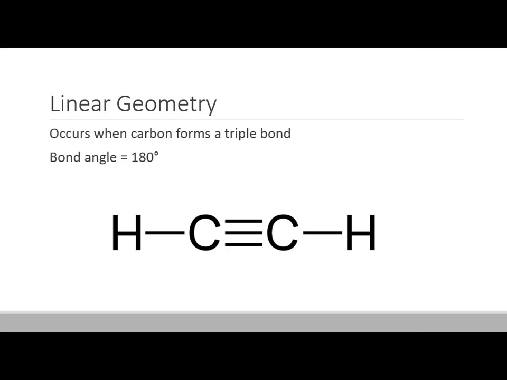Now, in organic chemistry, you'll see a couple of repeating patterns. The first is the linear geometry. This happens when you have a carbon with a single and a triple bond, and you'll notice that the bond angle here is 180 degrees, so they'll get as far apart as they physically can, which happens to be on opposite sides of the molecule, and therefore a bond angle of 180 degrees.